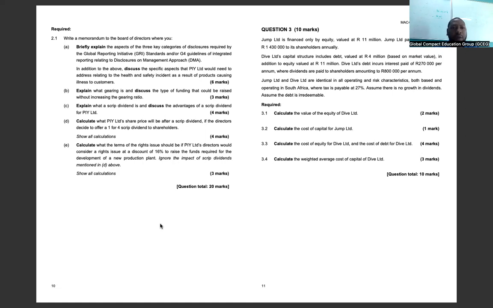Calculate what Pi Limited's share price will be after a scrip dividend of 1 for 4 shares.